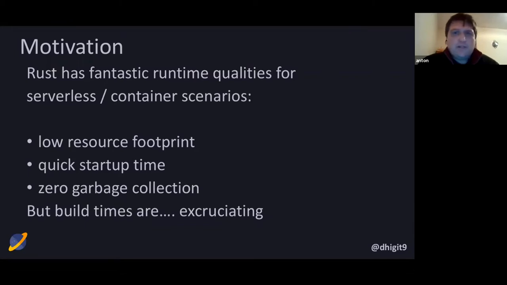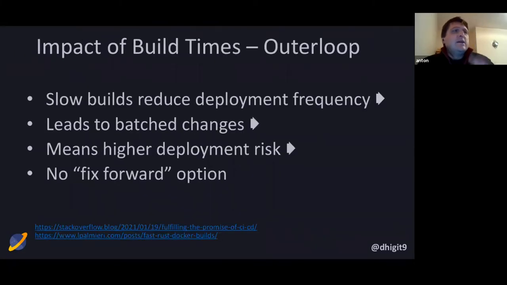Okay, but the build times are excruciating. There's a really good blog post on this by Luca Palmieri. There's a link at the bottom of the slide there. I think he runs the London Rust Group. But basically, the slow build times of Rust really impact production scenarios, because as his set of 4 points makes clear, slow builds reduce your deployment frequency by the fact they're slow.